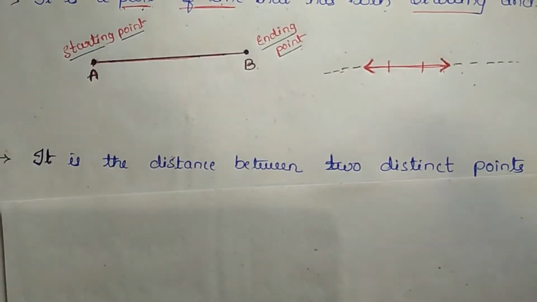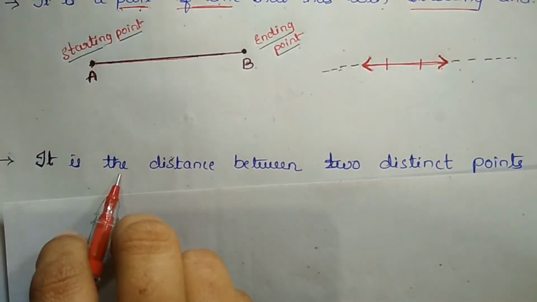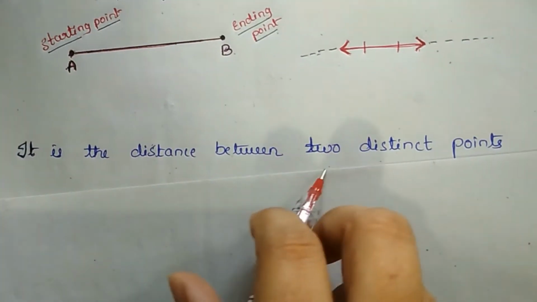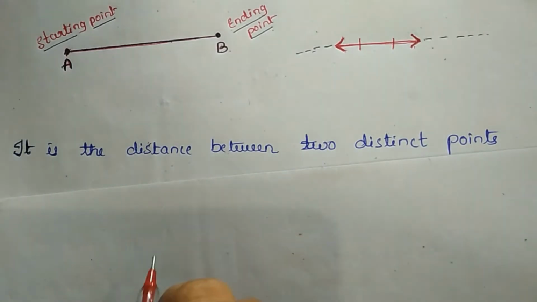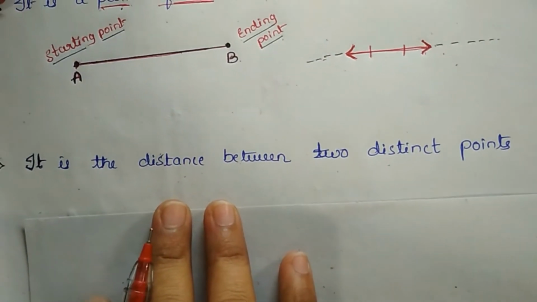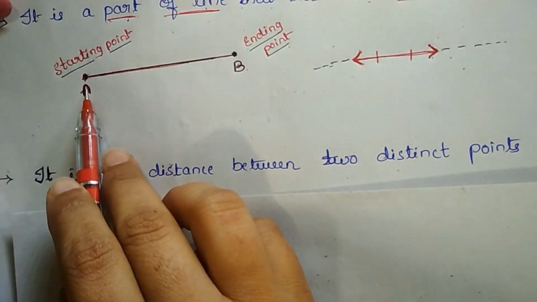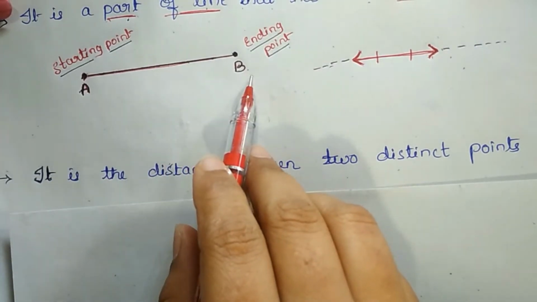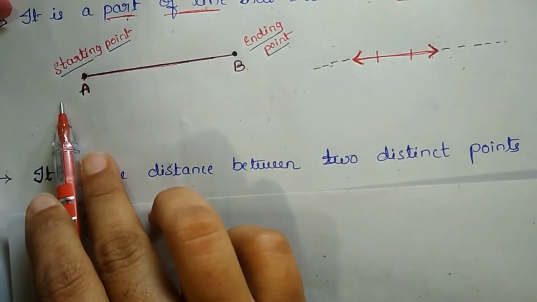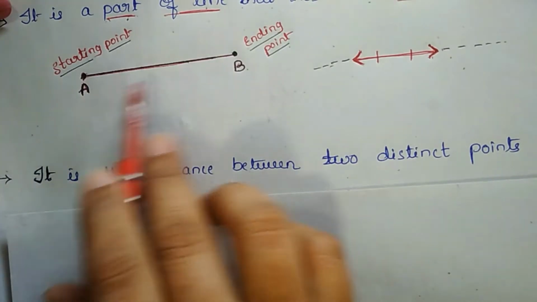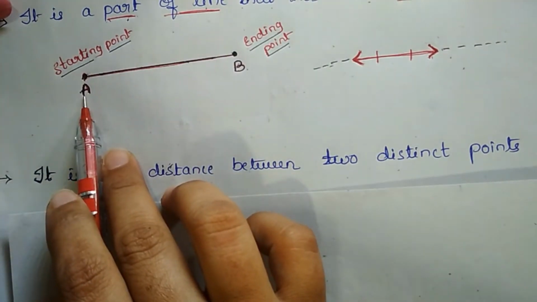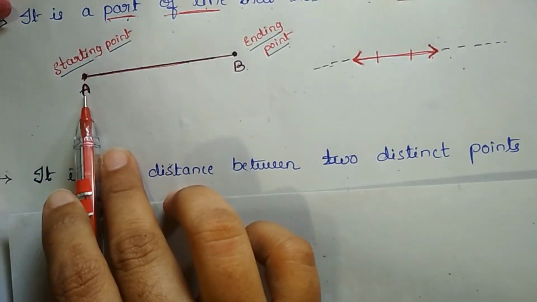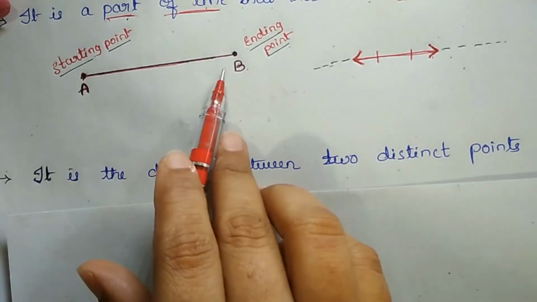You can see here. It is the distance between two distinct points. What does it mean? Distinct points means here you can see A is one point, B is another point. There are two distinct points, meaning they are not nearby, they are a little bit far away. So the distance between these two points is called the line segment.